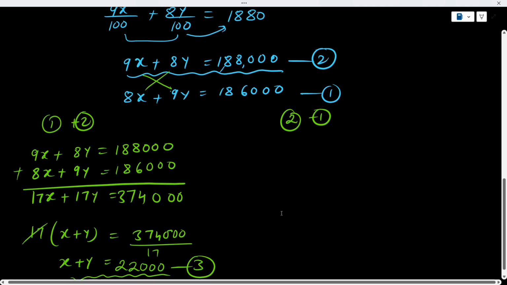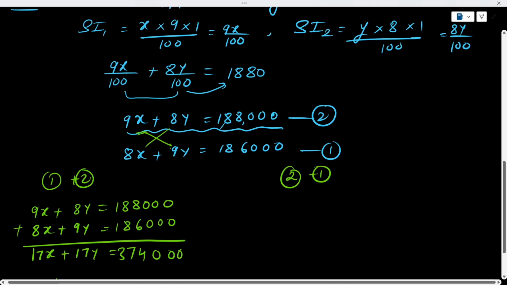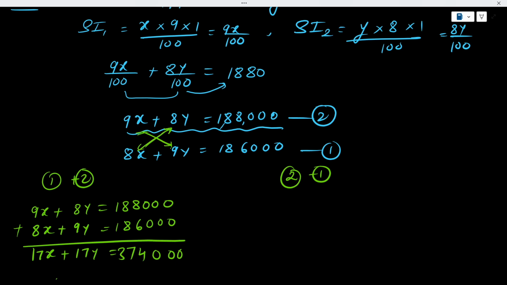When do we apply this method? Whenever the coefficient of x in the first equation is the same as the coefficient of y in the second equation, and the coefficient of y in the first equation is the same as the coefficient of x in the next equation.